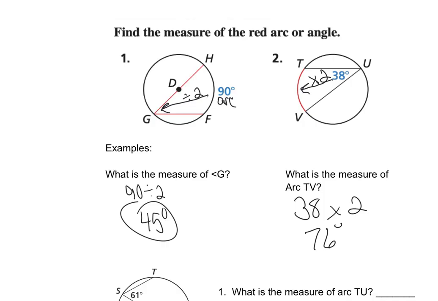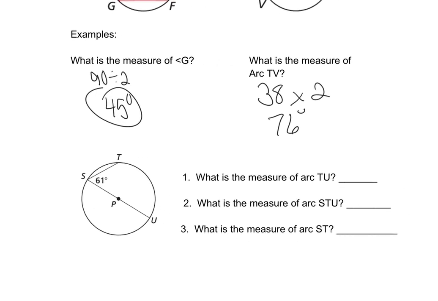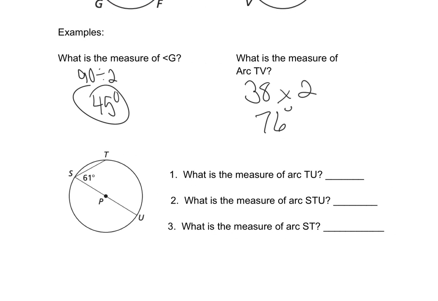Okay, let's go ahead and look at another example that is a little bit more involved. We do have a diameter here, and that's going to help us out just a little bit, but we're going to figure out some different arcs here. So the first question is arc TU. Arc TU goes from here to here. That is the arc that goes along with that inscribed angle. So to go from our inscribed angle to our arc, we are just going to multiply times 2. And 61 times 2 is 122 degrees. So I have 122 out here.